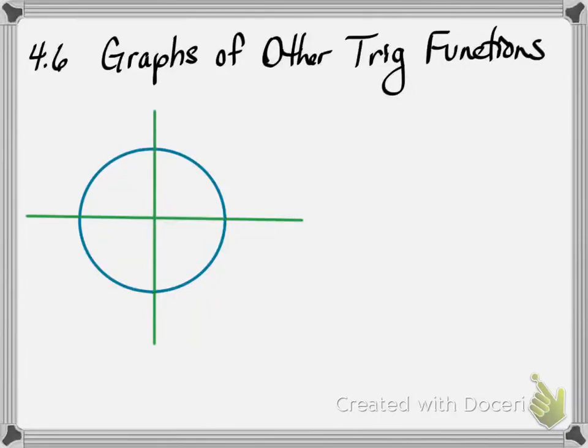So today we're going to graph other trig functions, and specifically tangent. I would like to start out by talking about the points on the quadrant angles around the unit circle.